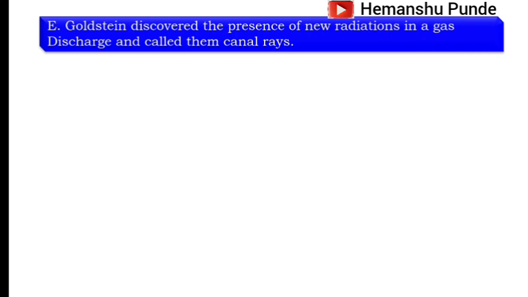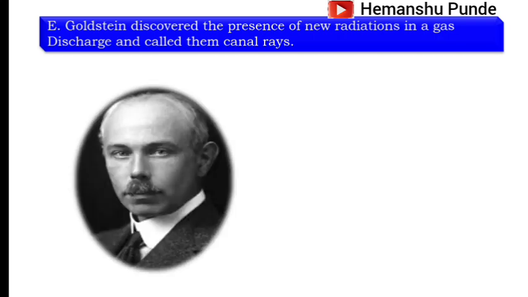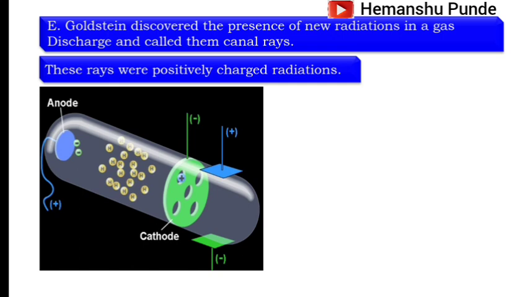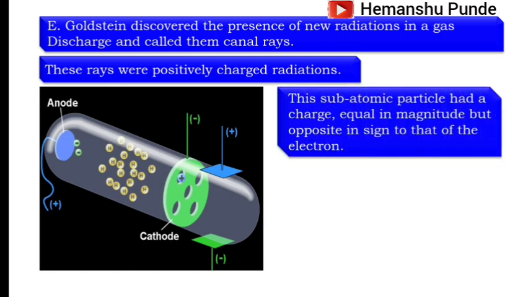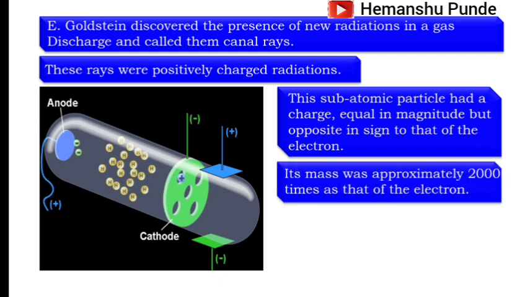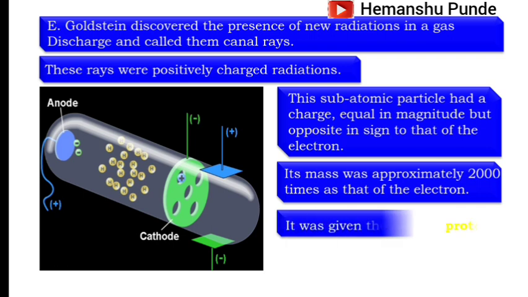E. Goldstein discovered the presence of new radiations in gas discharge and called them canal rays. These rays were positively charged radiations. This subatomic particle had a charge equal in magnitude but opposite in sign to that of the electron. Its mass was approximately 2000 times that of the electron. It was given the name proton. Now slowly we are getting to know each and every subatomic particle.